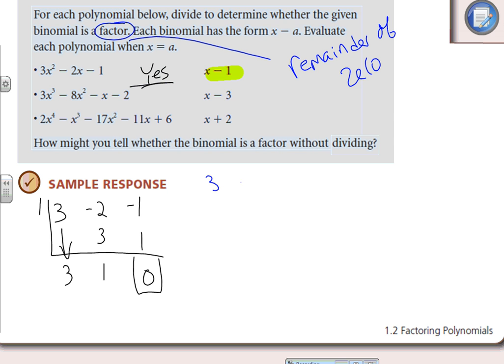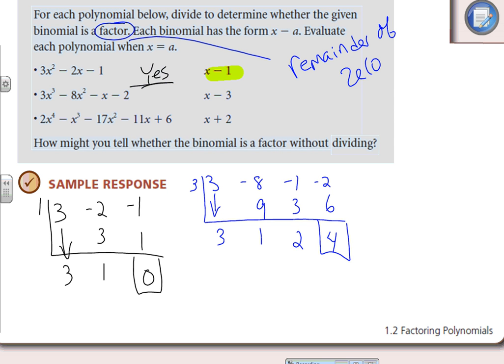Let's check out the second one. 3, -8, -1, -2. Box that baby in. And now, instead of the x minus 3, I'm using a +3. Opposite sign, additive inverse. Drop down the 3. 3 times 3 is 9. Add 1. 3 times 1, 3. Add 2. 3 times 2 is 6. Add 4. That is not 0. Therefore, no, the second one is not a factor.